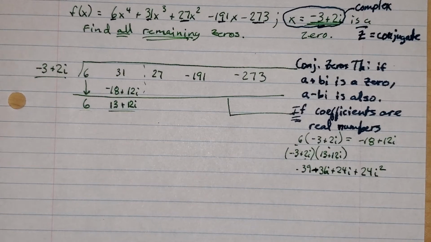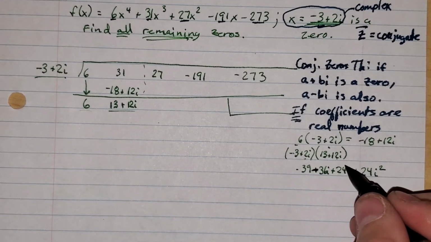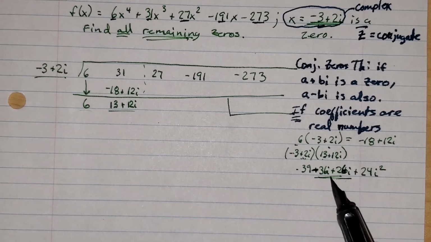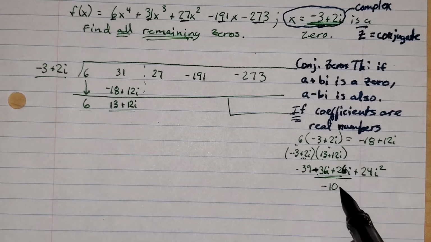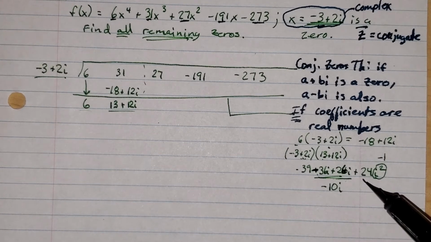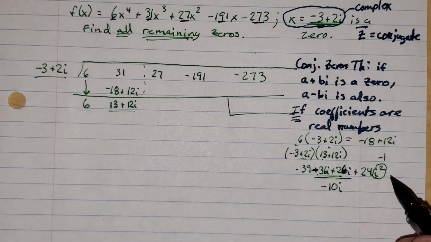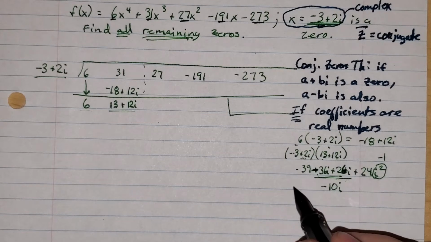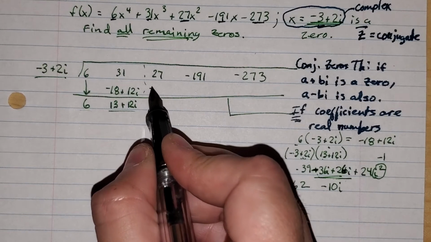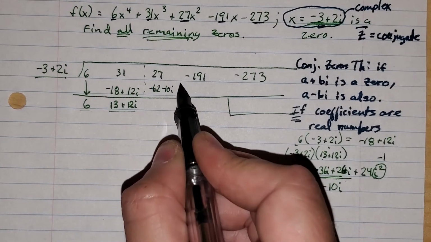Okay? That's 26. I cannot count today for some reason. 2 times 13 is 26, I know that. All right, now we're going to combine these like terms. Negative 36 plus 26 will give me negative 10i. And you've got to remember, what is i squared? i squared is just negative 1. So I get 24 times negative 1, that's going to be minus 24. And so I get negative 39 and then minus 24, and that's going to give me minus 62. So I get minus 62 minus 10i.